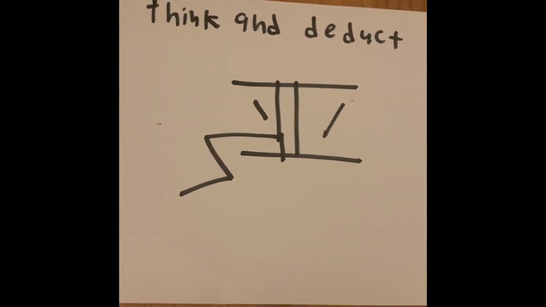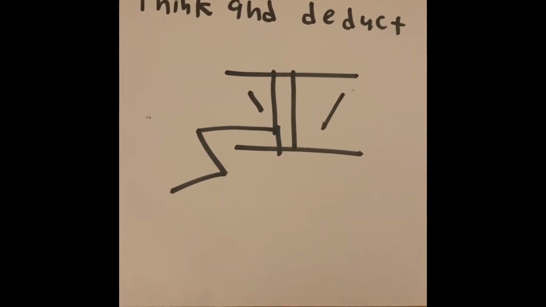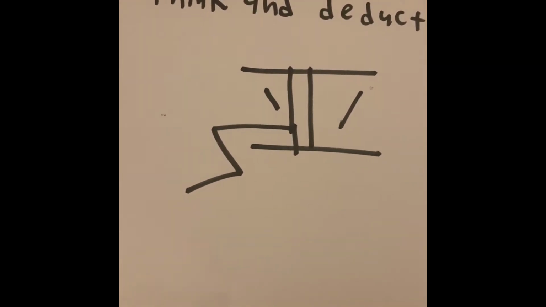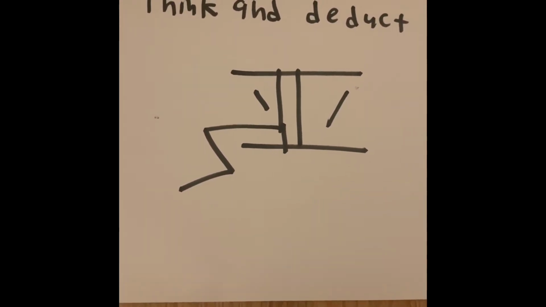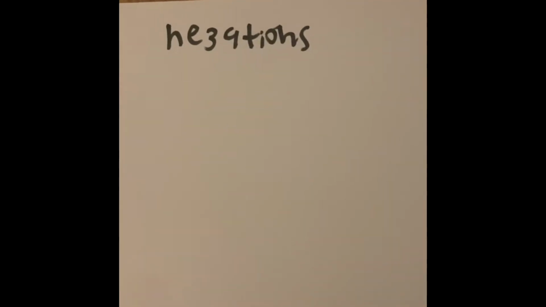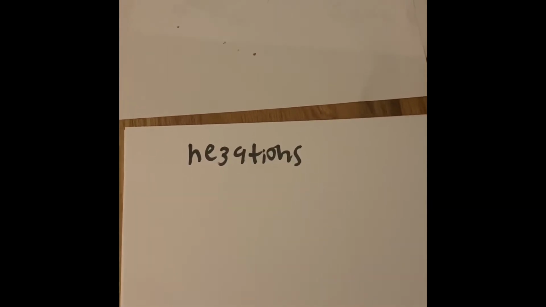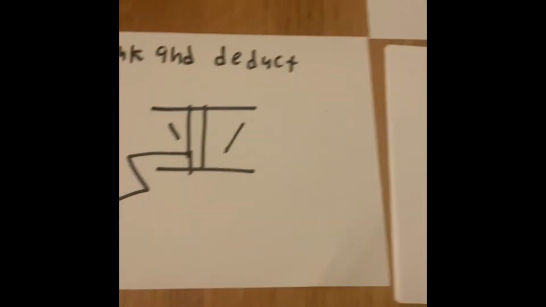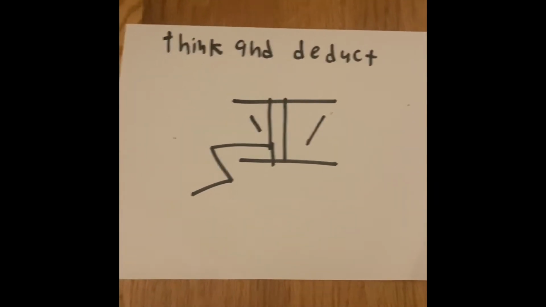So, there are two things that we are going to look at today when it comes to thinking and reasoning. There are conditional statements and there are negations. These are some of the most common pieces of evidence to back up your theorems and to back up your proofs.